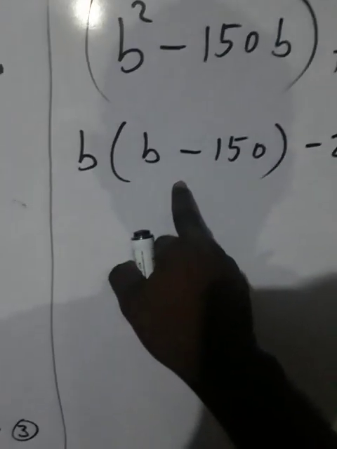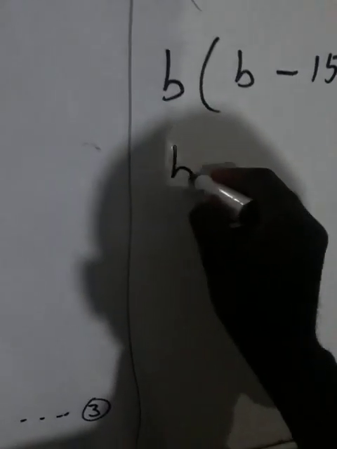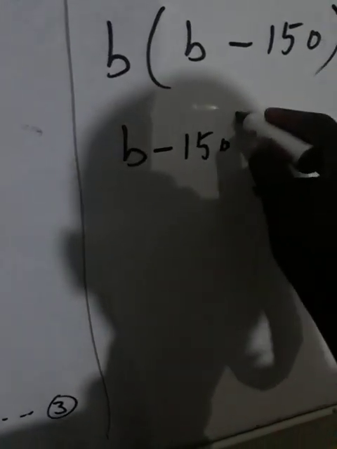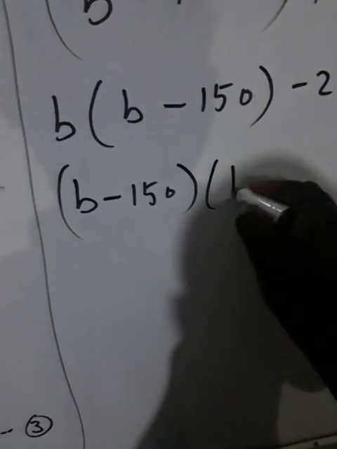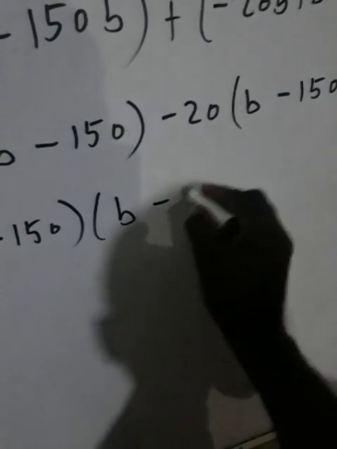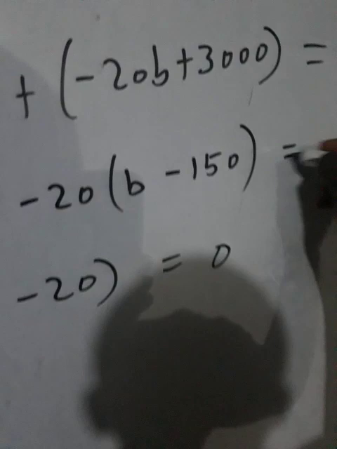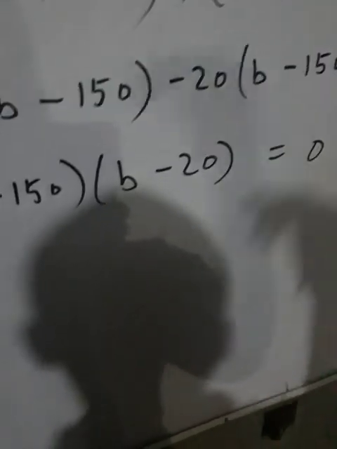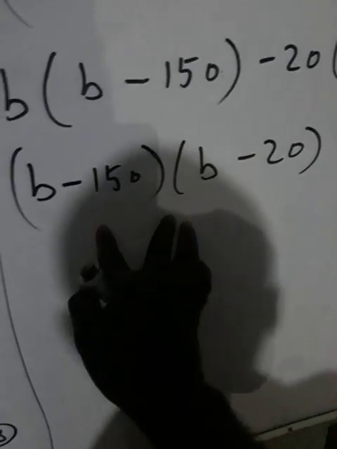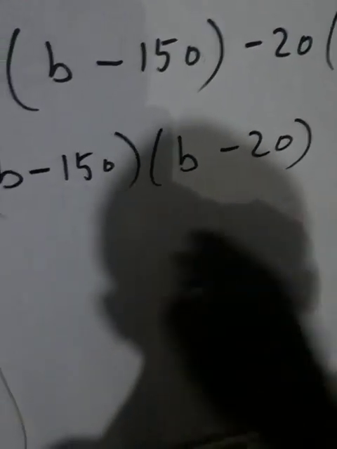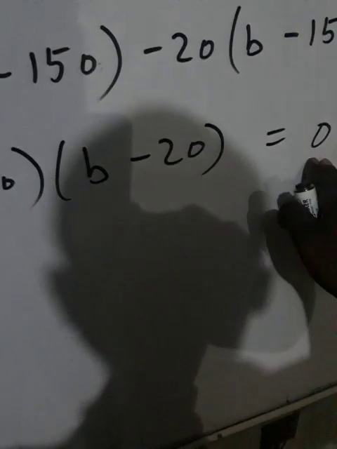We now have again to factor out b minus 150. So bring out b minus 150, and coming to this term, b will remain here. You have b minus 20 equals 0. This is equal to 0, and this is also equal to 0. We have two numbers that multiply themselves and the value is 0. It is either that this value is 0 or that this value is 0 for this to be true.